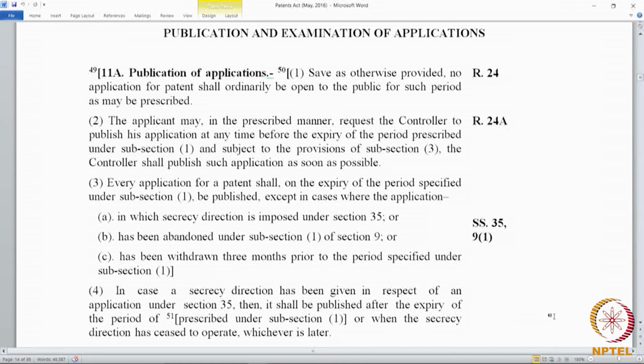Section 11A(2) states that the applicant may, in the prescribed manner, request the controller to publish his application at any time before the expiry of the period. This is what we just mentioned. The controller shall publish such application as soon as possible. Now, this is covered in rule 24A. Rule 24A is an exception to rule 24. A request for publication under sub-section 2 of 11A shall be made in Form 9. So, Form 9 is the relevant form which has to be read in reference to 11A(2) and rule 24A.